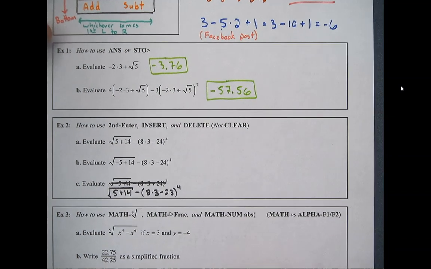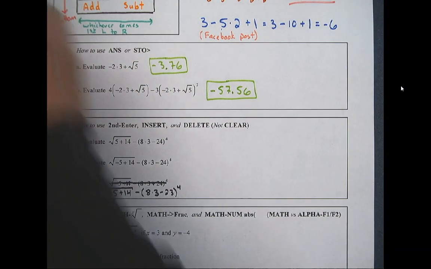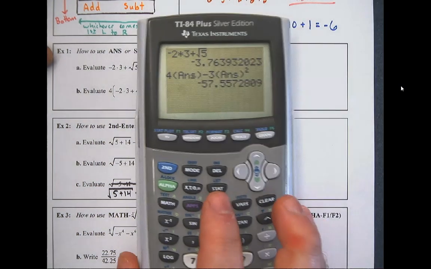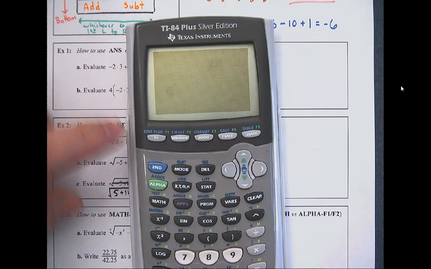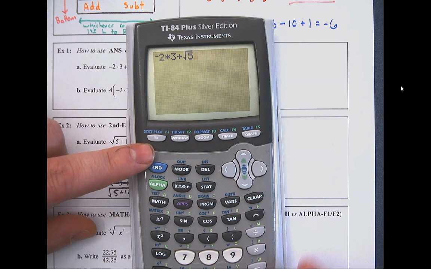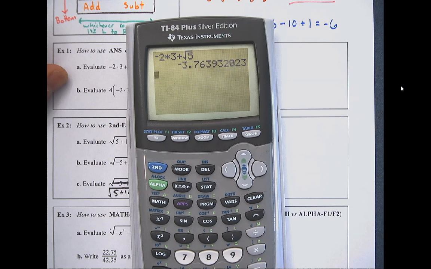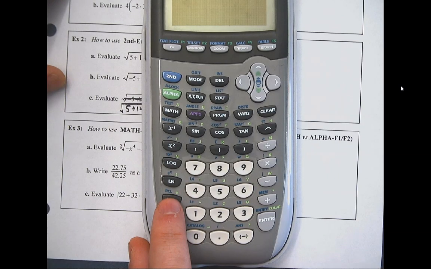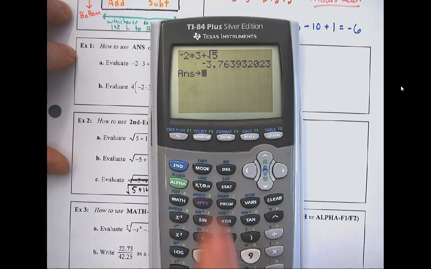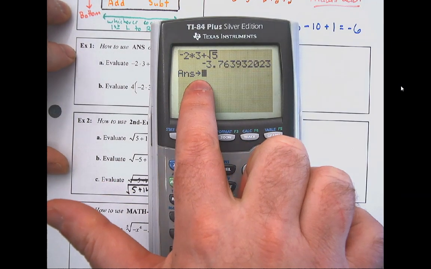Now, the other way you can do this, especially those of you who are going on to AP, we do this move a lot. We do the store. So now I'm going to go back. I'm going to bring back up what I had before, or type it back in. So this is what I'm going to get. Now I'm going to store that. So I'm going to hit, if you look here, STO arrow means store. So when you hit store, it'll say answer, which means it's going to take that answer and it's going to save it.